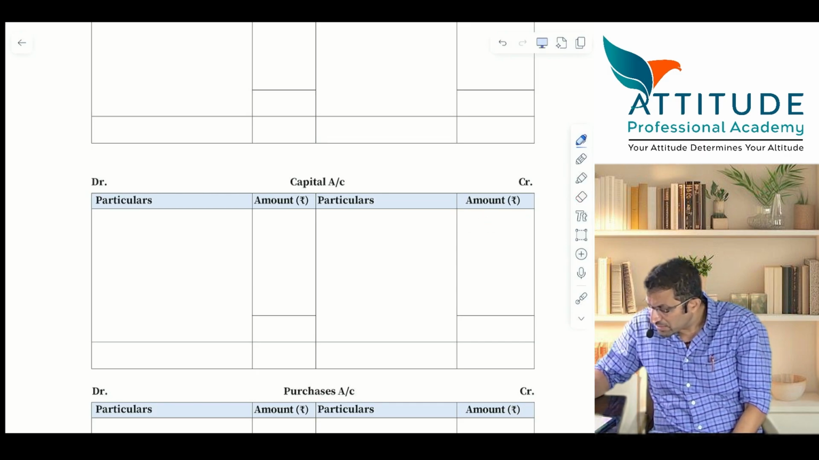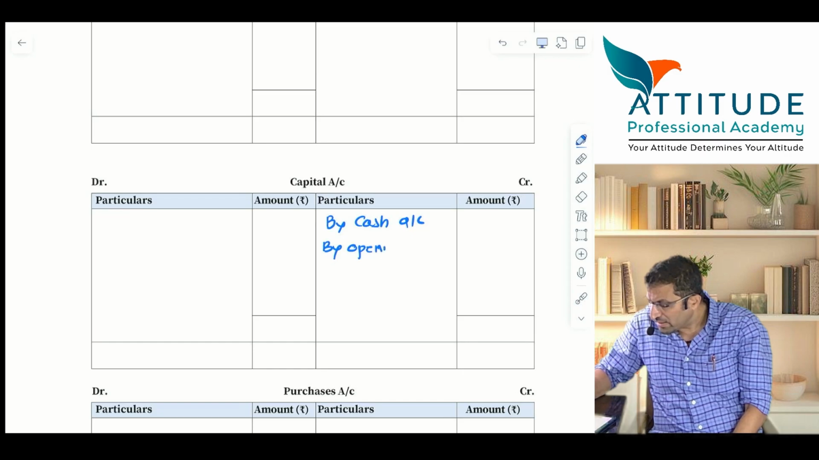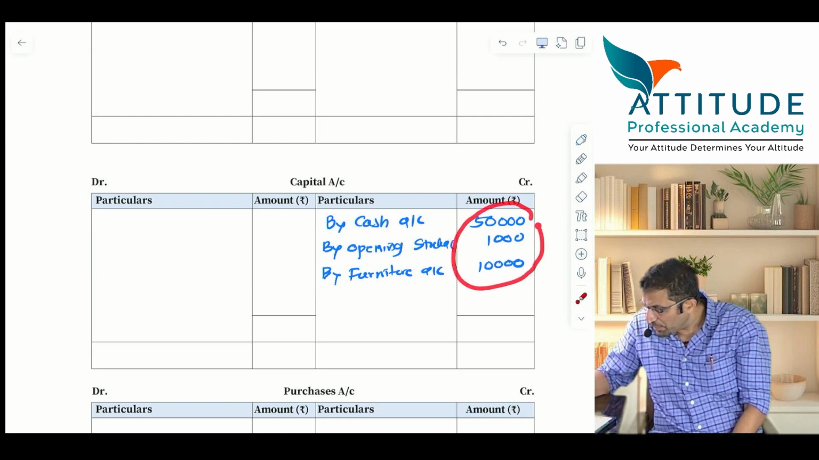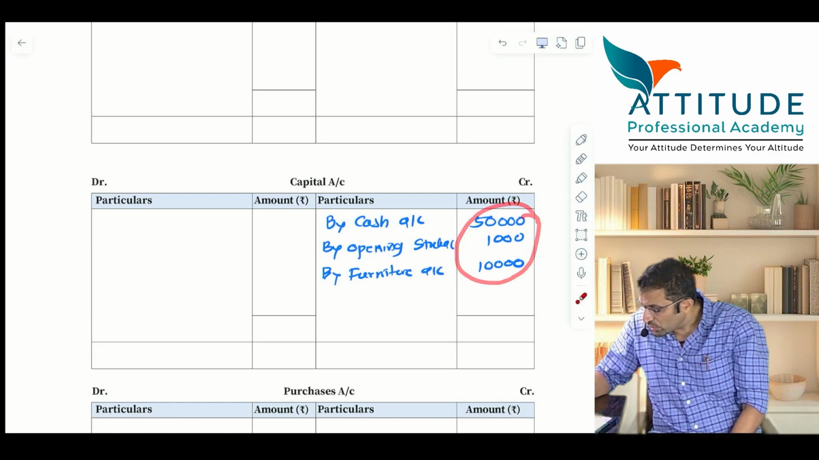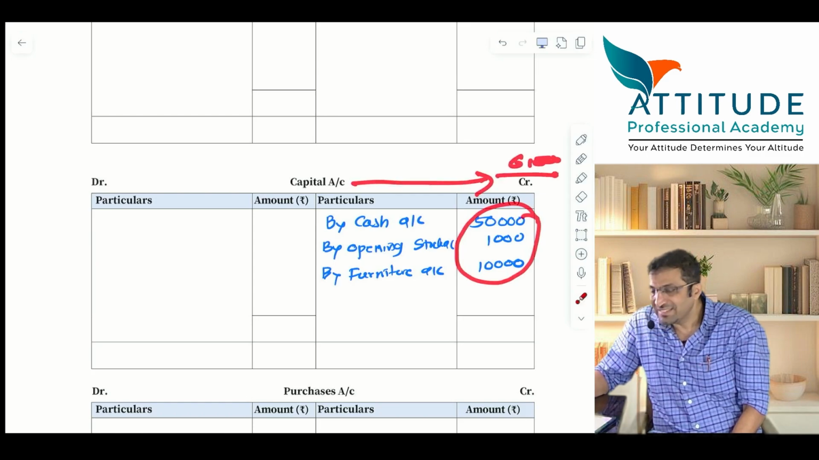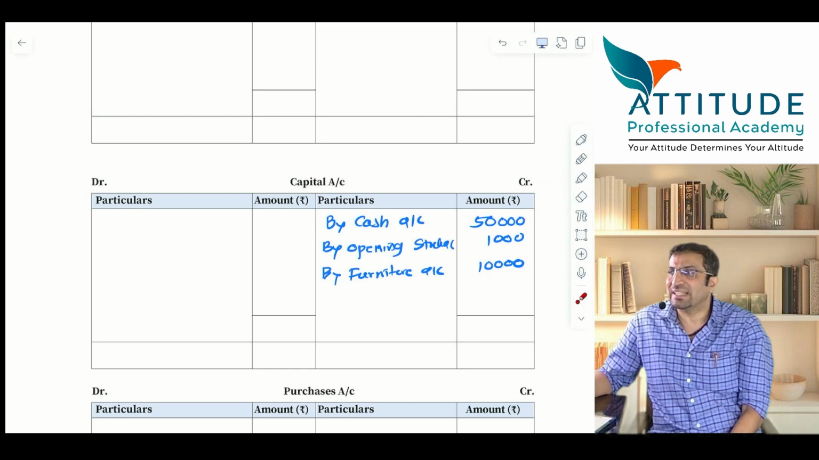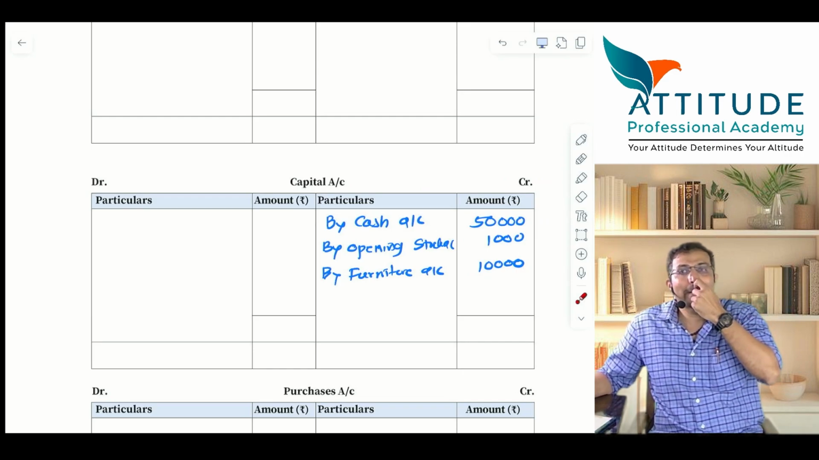So all the three things: by cash account, by opening stock account. How much was the cash account? 50,000. How much was the opening stock? 1,000. And by furniture account how much? 10,000. Now guys, you tell me, is this total put together 61,000? So capital account is credited with 61,000, na? But you cannot write 61,000 directly because there are three debits. There are three and only one credit.